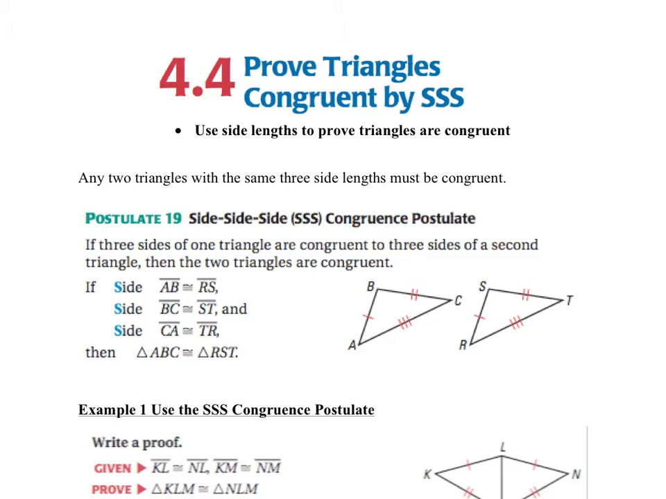So AB, as you can see here, RS, BC, ST, and AC, RT.